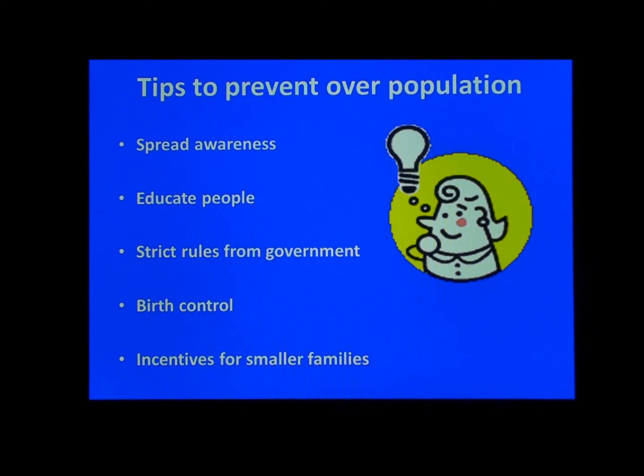Strict rules for government. China is a good example, which has implemented a one-child policy. At the moment it's working very well. If we all do this, we can actually control our population. Birth control. Birth control measures should be cheaper and accessible to the needy population. Incentives for smaller families.